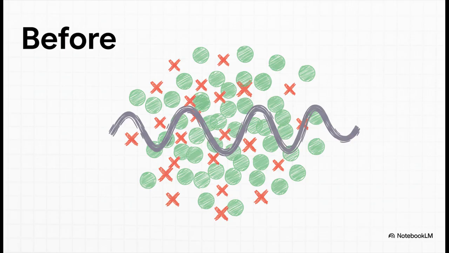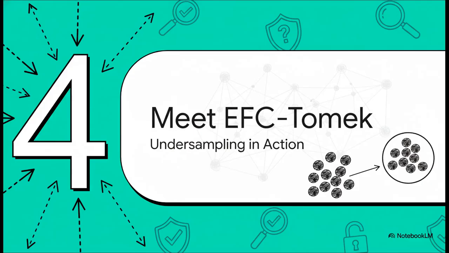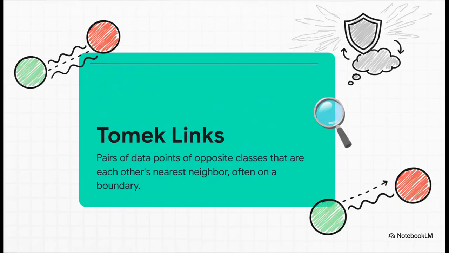You're basically cleaning up that confusing gray area, making it way easier for the AI to draw a sharp, clean line between what's safe and what's a scam. And this is where the hero of our story comes in. Researchers developed this really sophisticated method called EFC-Tomek, which is a powerful new way to do this intelligent data weeding. At the very heart of this method is a concept called Tomek Links.